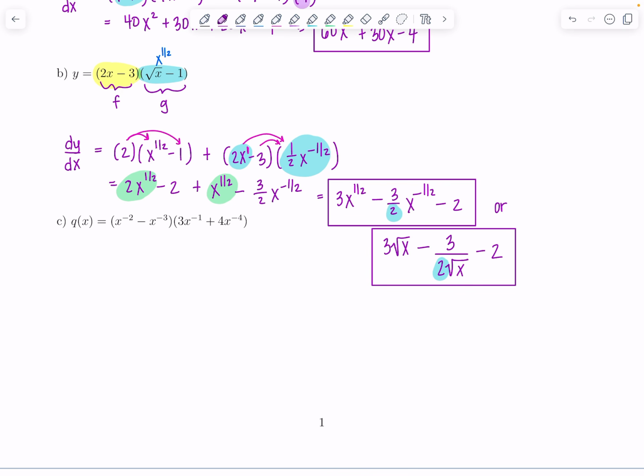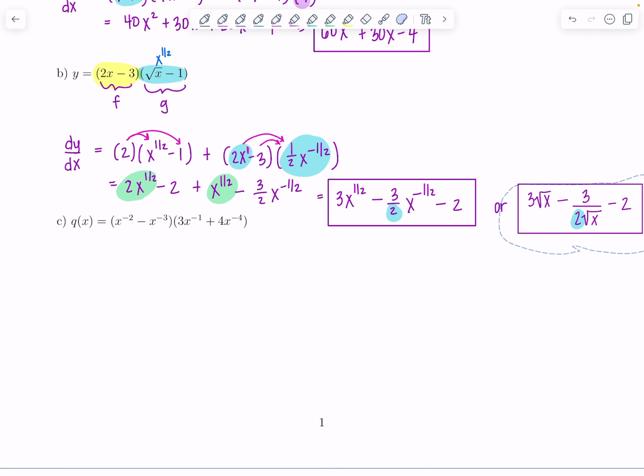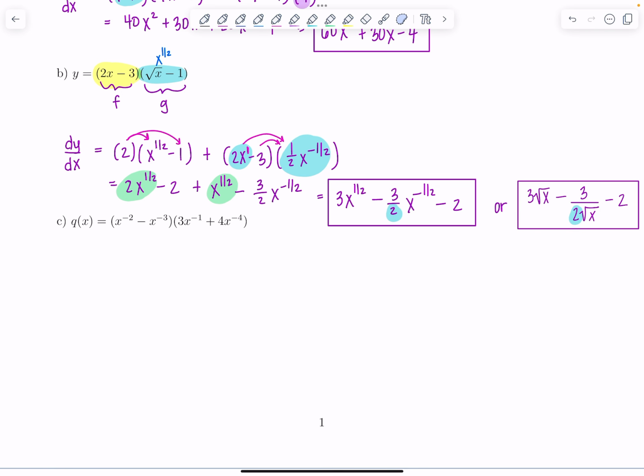Okay? Good. Example C, we have q of x equals x to the negative 2 minus x to the negative 3rd times 3x to the negative 1st plus 4x to the negative 4th. So what I think you should do is pause the video and see if you can try this one on your own. And if you're like, that's not happening, I'm not ready for such things, that's fine. I'll solve it in just a moment, but see, push yourself a little bit.